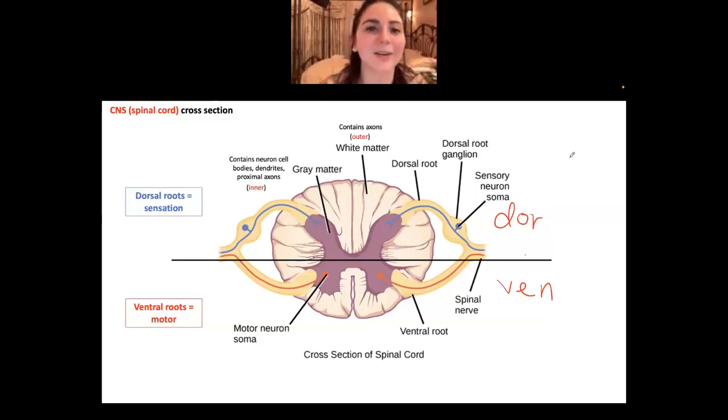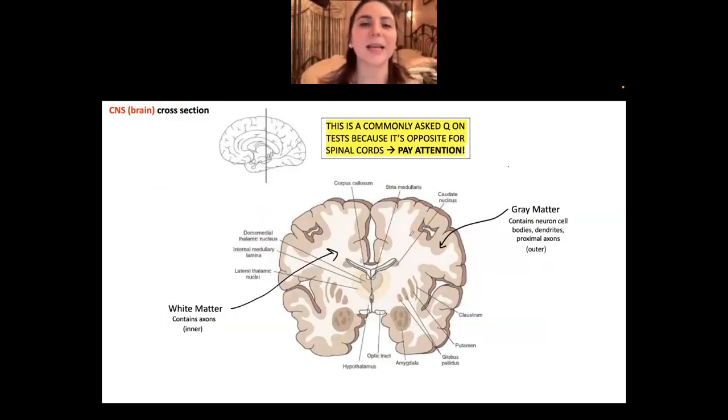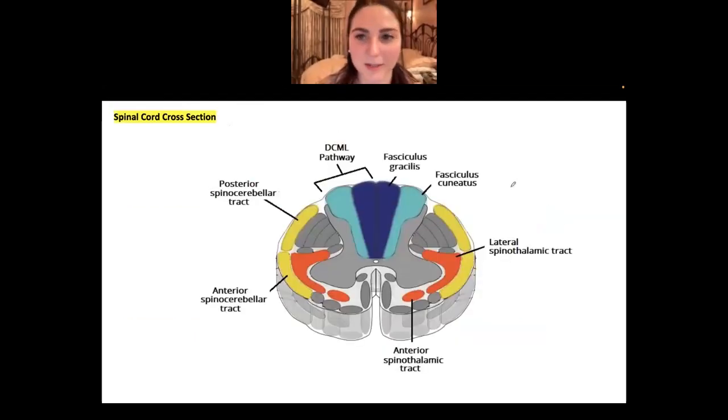But mostly I wanted to point out white matter's on the outside in the spinal cord cross sections, gray matter's on the inside. In the brain cross section, it's opposite. Gray matter's on the outside, and then white matter's on the inside.